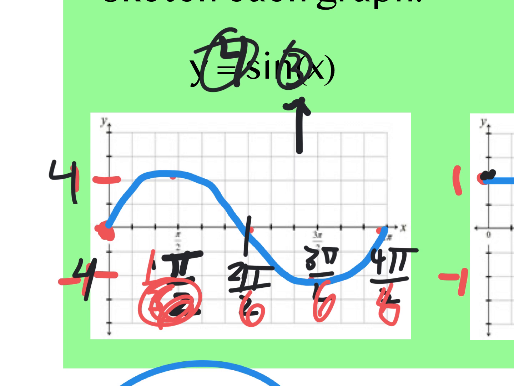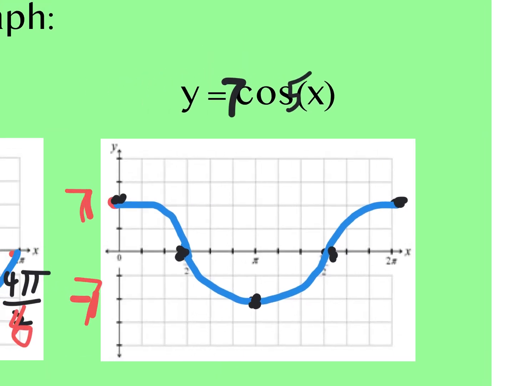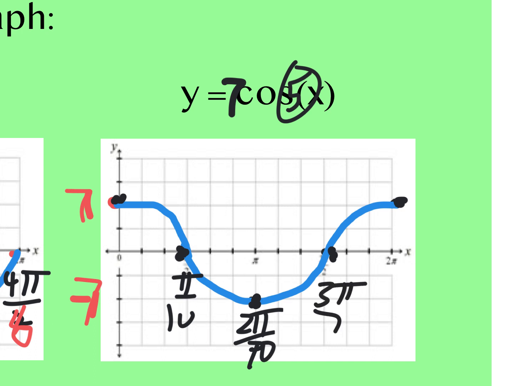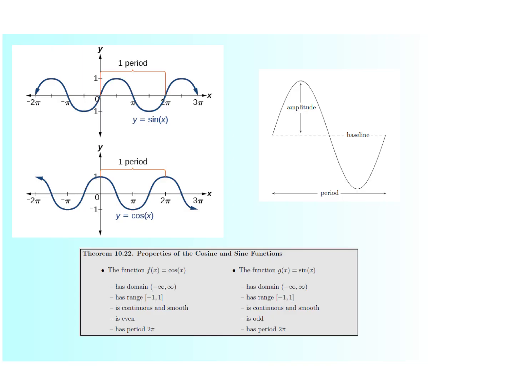All right, on to this one. You should have put a 7 here and a 7 there, and then this 5 here makes this, instead of pi over 2, it makes it, we multiply it by 1/5, pi over 10, 2 pi over 10, 3 pi over 10, and 4 pi over 10. And let's move on to the next slide.